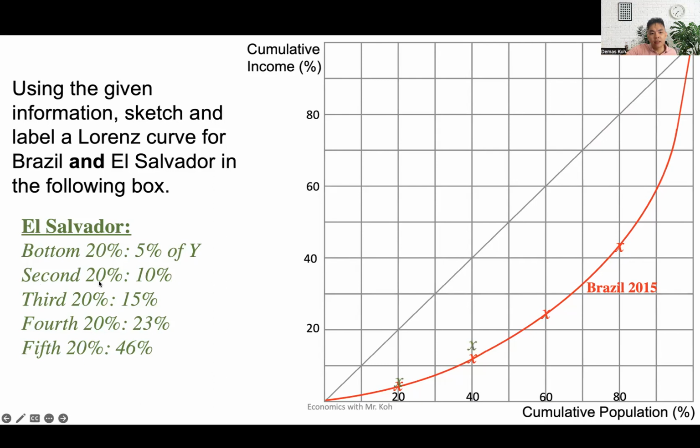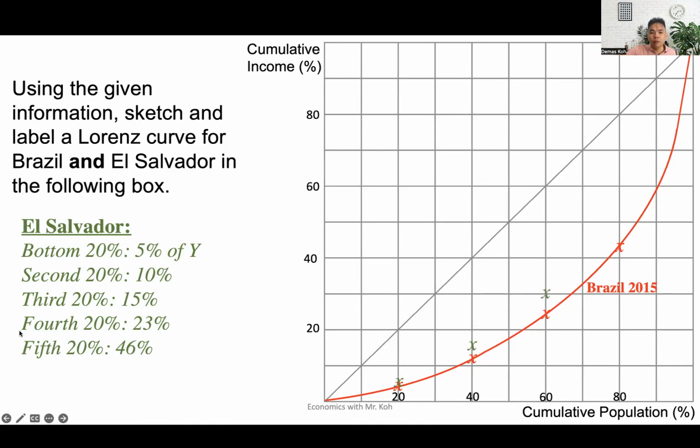And then second 20% possesses 10% of total income in El Salvador. That means the first 40% of the population, the first quintile plus the second quintile, has 15% of total income, right? So remember, it's cumulative, as you can see in the axis labels as well.